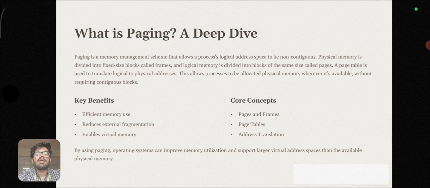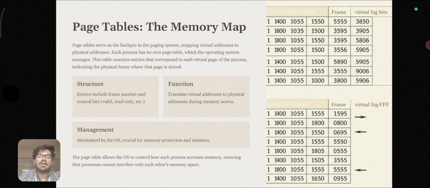Its key benefits are efficient memory use, reduced external fragmentation, and enabling virtual memory. The core concepts are pages and frames, page tables, and address translation. By using paging, the operating system can improve memory utilization and support larger virtual address spaces than the available physical memory. And the next slide is about the page table, the memory map.